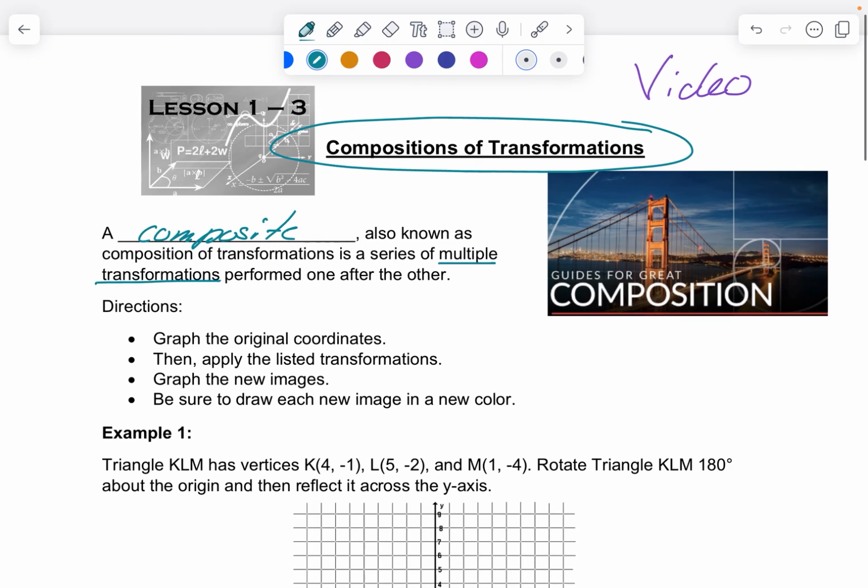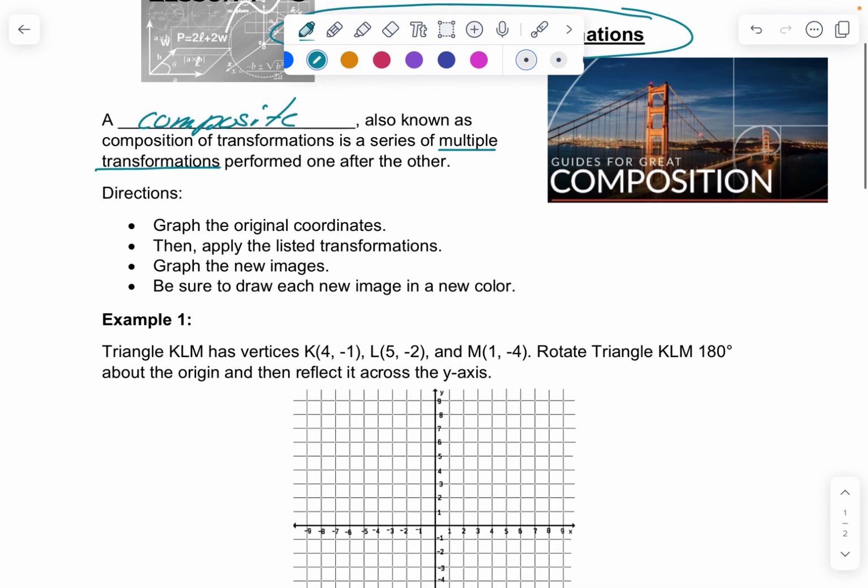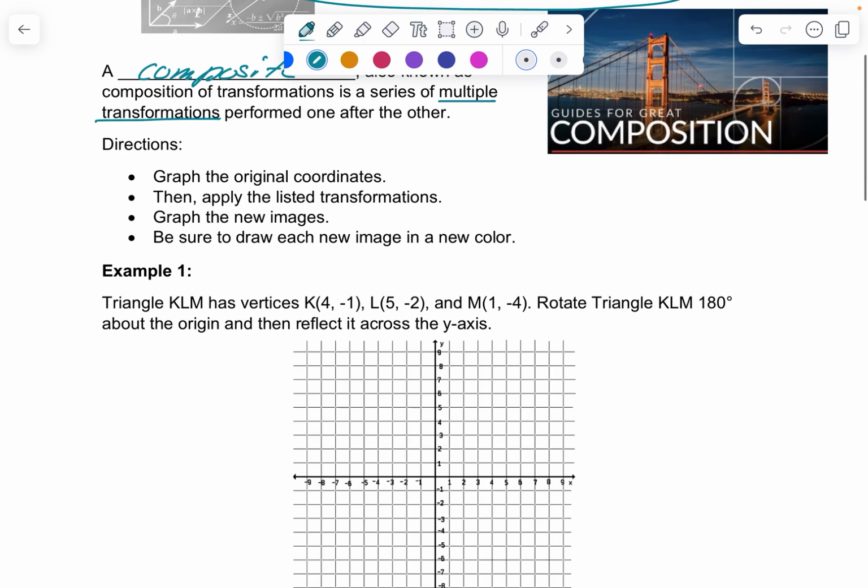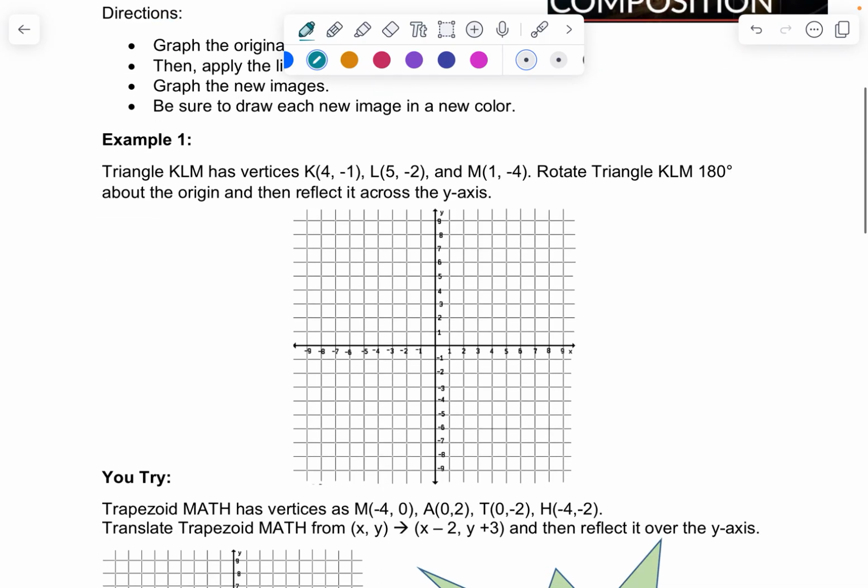the other. So what we're going to do, we're going to start with the original. We're going to apply each listed transformation in the order that it's given, graph the new images. You can either do them in a new color, or like we're also going to do the primes, double primes, and so forth. All right, let's take a look.